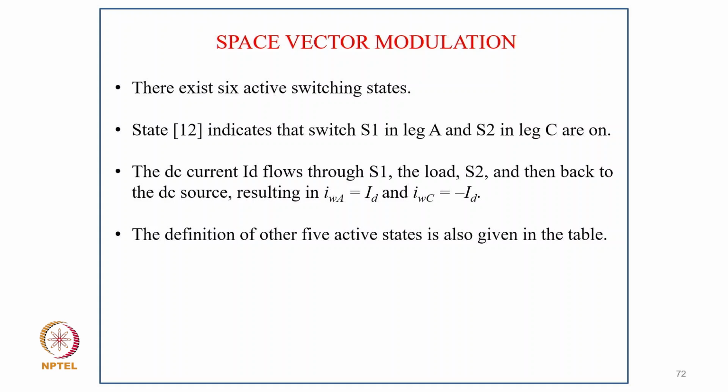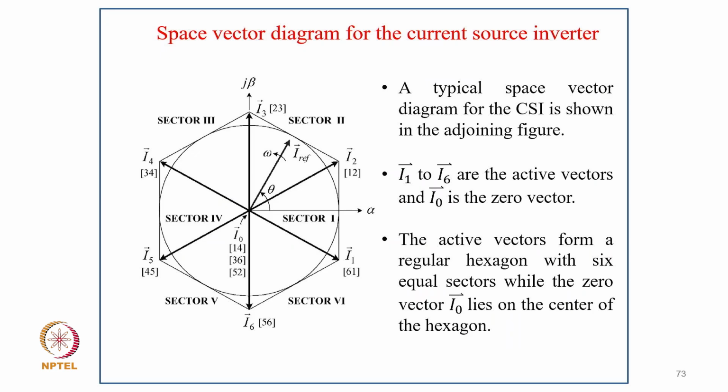The state 1 2 indicates that the switch S1 in leg A and S2 in leg C are on. The DC current flows through S1 and the load to S2, and then back to the DC source, resulting in Iwa equal to Id and Iwc equal to minus Id. The definitions of the other 5 active states are given in the table, and you can see how the space vector is similar to your 3-phase voltage source inverter. The space vector diagram of the current source inverter is shown in the adjoining figure, and I1 to I6 are the active vectors and I0 is the zero vector, as shown in the figure.